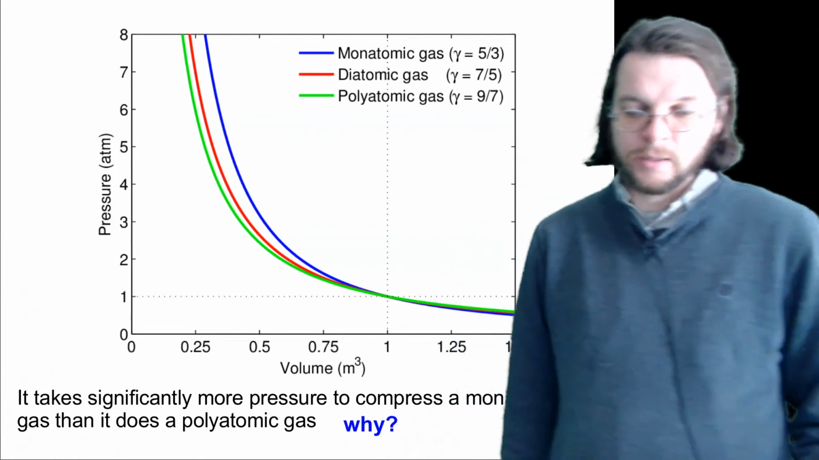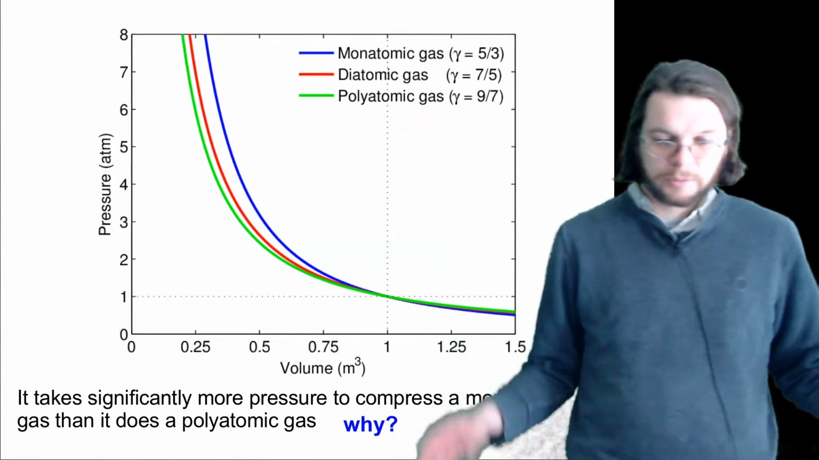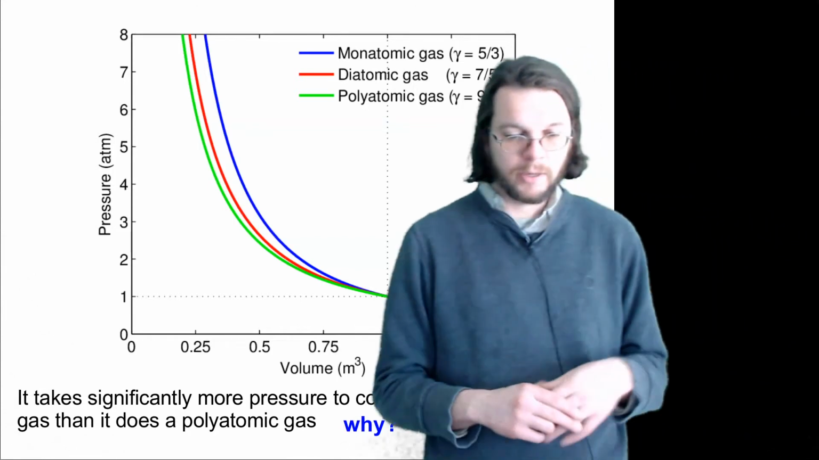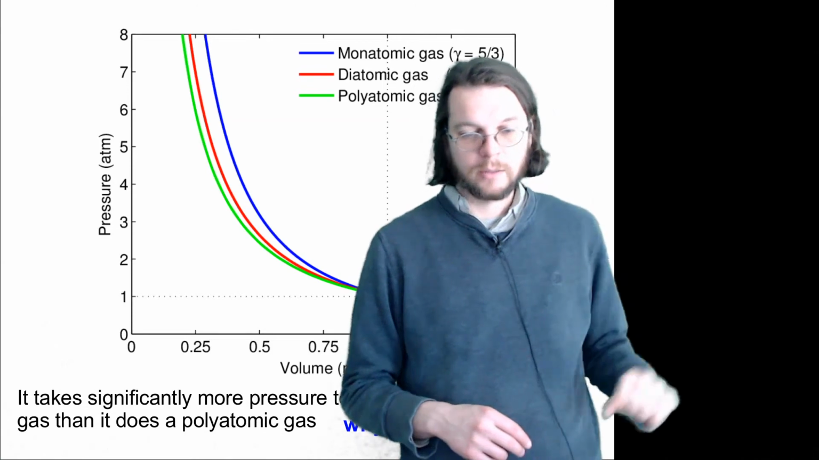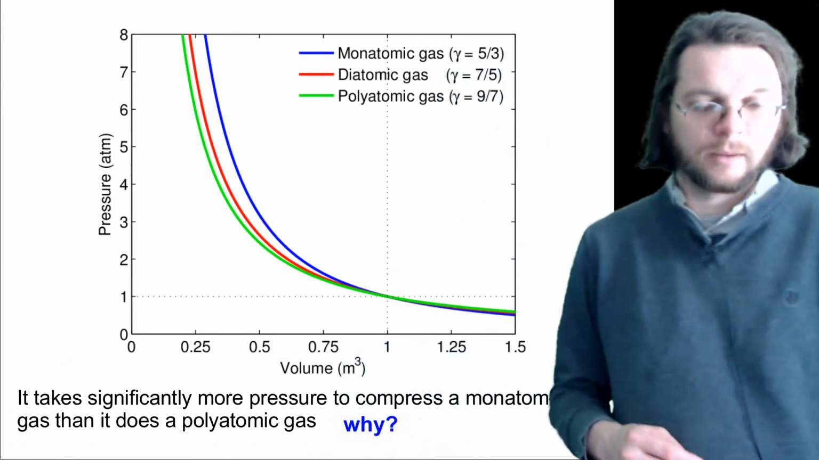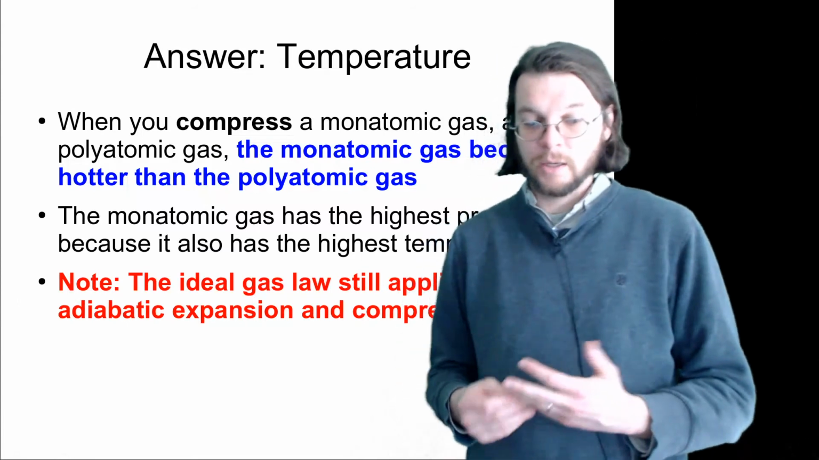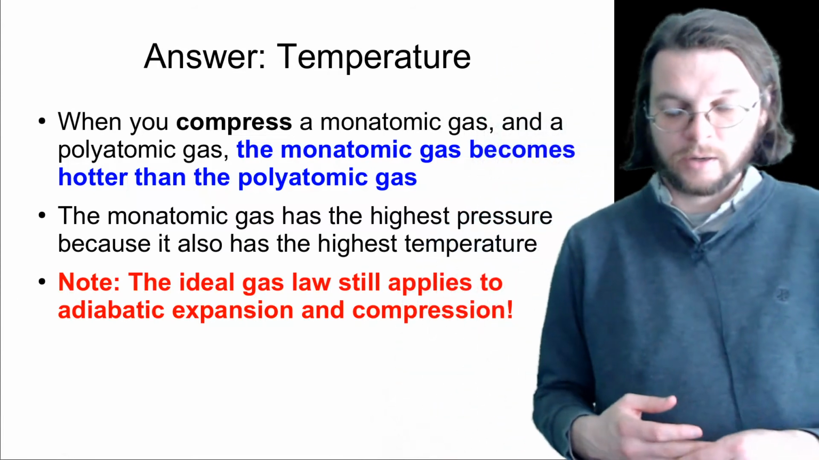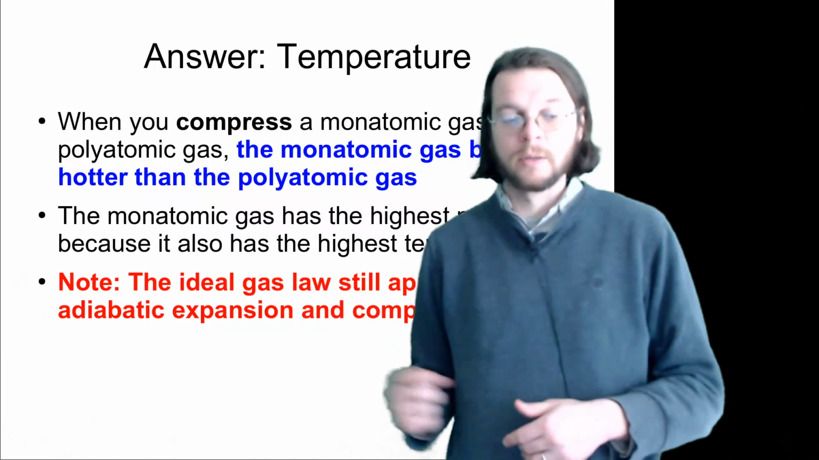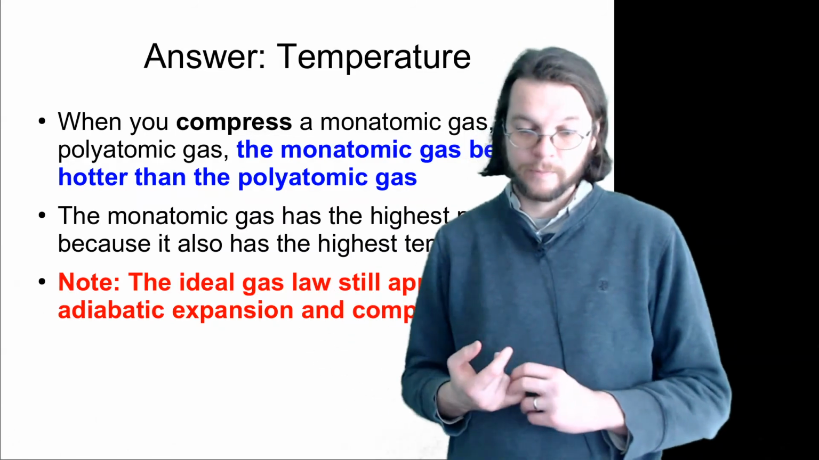Another thing to say is that the ideal gas law still applies here. Just because it's adiabatic compression and just because it's PV to the gamma equals a constant, that doesn't mean that the ideal gas law does not apply. The ideal gas law totally applies. It's just that both the density is going up and the temperature is going up.